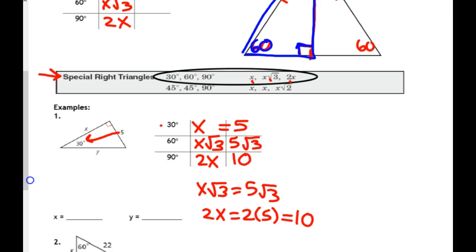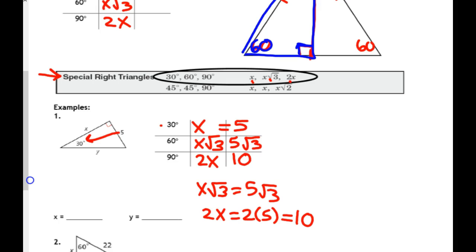So here's what I want you to see. If you know the smallest side across from 30, the biggest side is just double that, times 2. So you can see that on the top I had 5, the very bottom I had 10. It just doubles it, okay? And the middle one, the across from 60 side, takes the smallest side and just adds a little square root of 3 next to it. So I want you to see this pattern here.